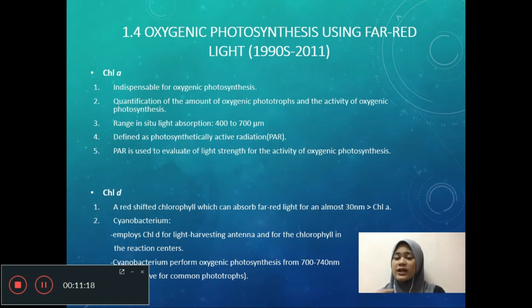Next, we move to chlorophyll D. Chlorophyll D was reported in 1996. Chlorophyll D is a red-shifted chlorophyll which can absorb far-red light 30 nanometers longer than chlorophyll A. Cyanobacteria employ chlorophyll D in the reaction center. As a result, cyanobacteria can perform oxygenic photosynthesis using far-red light, 700 to 740 nanometers, which is not effective for other phototrophs.